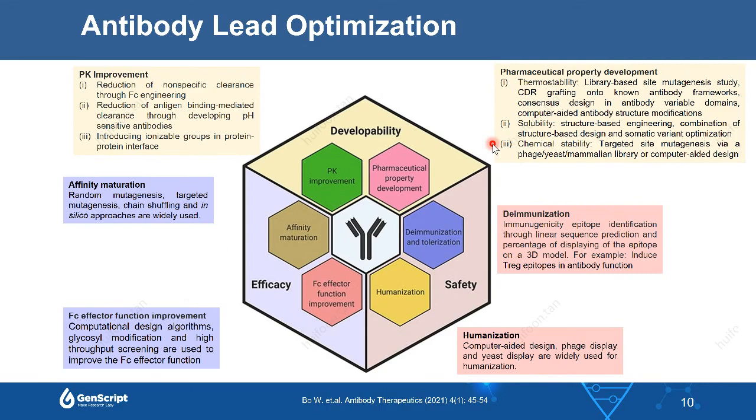A lot of chemical degradation reactions can affect antibody stability and lead to reductions in the potency of therapeutic antibodies. To improve chemical stability, targeted site mutagenesis via a phage, yeast, or mammalian library, or computer-aided design, is performed. Therefore, a best-in-class strategy may require the optimization of all these properties to generate a good therapeutic antibody.